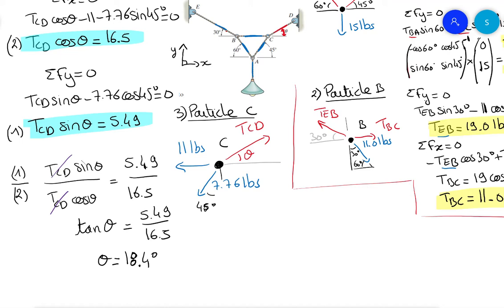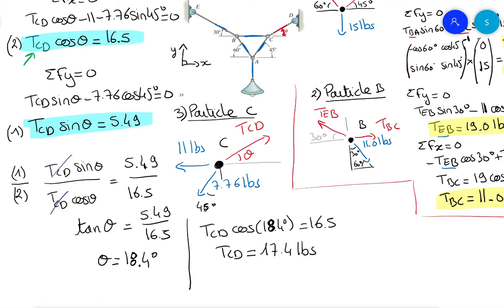And final step, you use one of the two equations that you have before. So let's, for example, use this one. And we replace theta by this value. So second step, we use TCD cosine 18.4 degrees is equal to 16.5. And we end up with TCD that is equal to this one divided by the cosine of the angle that you just found. That's 17.4 pounds.